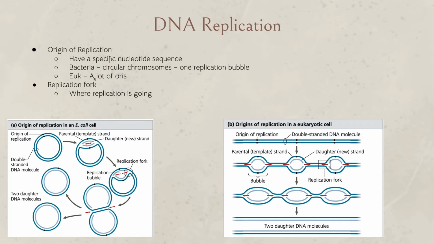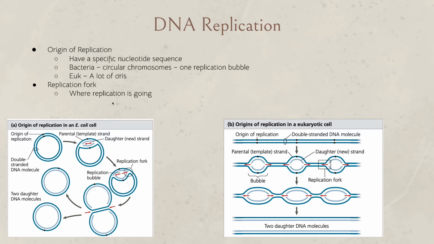And for eukaryotes, there's a lot of origins. So they look like this. So having a bunch of origins makes it easier to replicate faster, because if you think about it, you're doing the same amount of replication in each bubble, but you're doing it a bunch of times, and the bubbles can meet each other, and then you'll have replicated your DNA in no time.